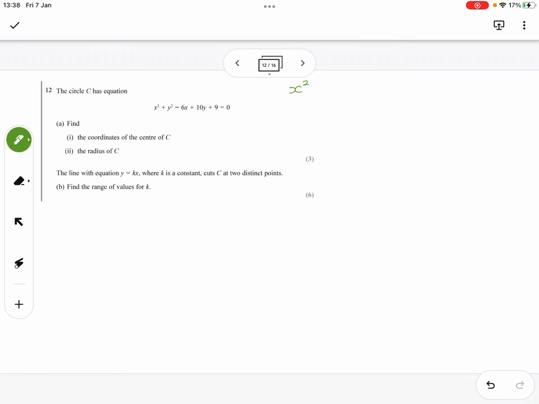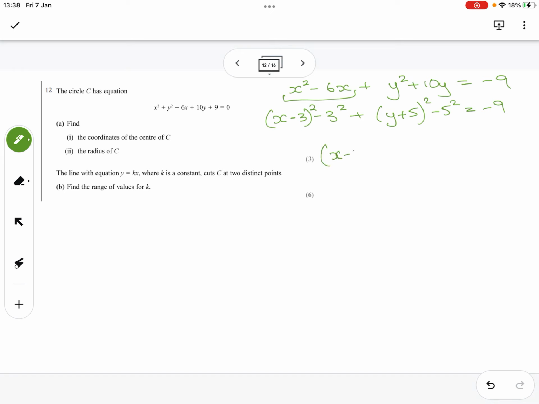So generally I write the question out again, but putting the x's together and the y's together, and I will stick the 9 on the other side. So now I just look at this and complete the square on this. So I've got x minus 3 all squared minus 3 squared added to y plus 5 all squared minus 5 squared equals minus 9. So I've got my 2 squareds bit, and I've got minus 9 plus 9 plus 25. So that's just going to equal plus 25.